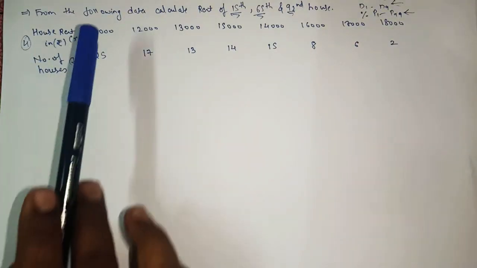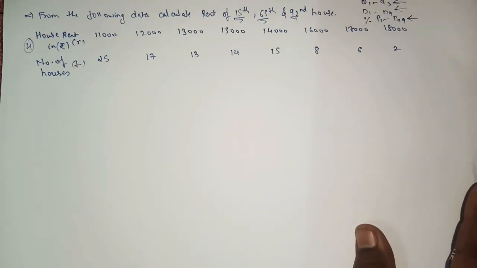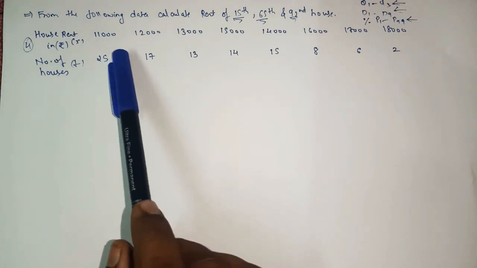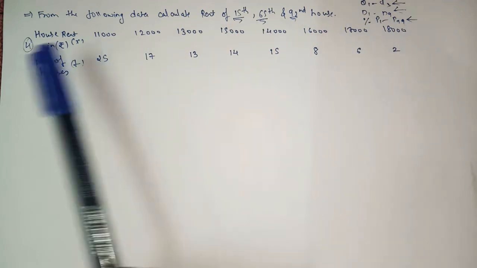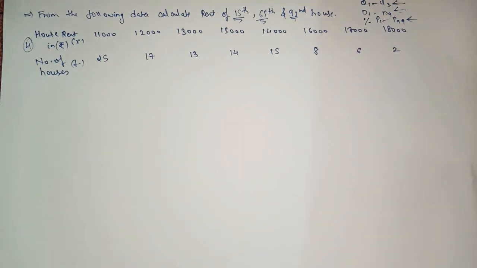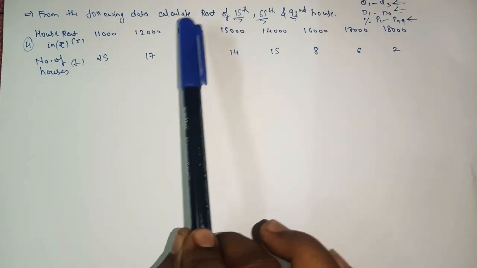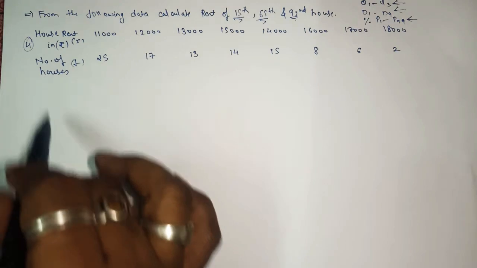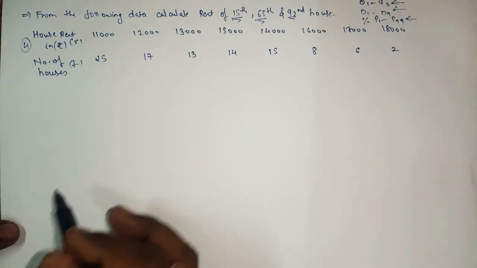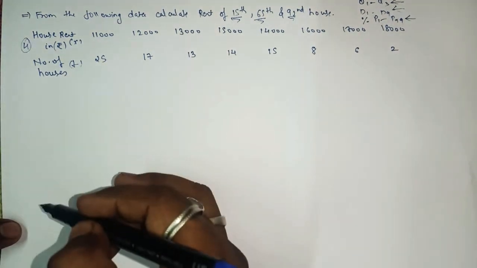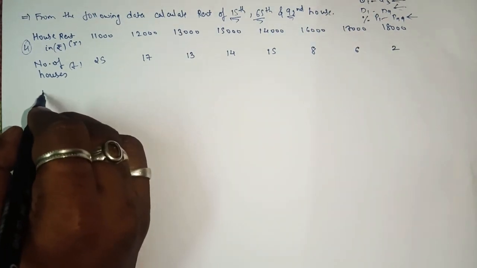Here the data is not arranged properly, it has to be arranged in ascending order, yes or no? Even for type number 2, this part X has to be arranged in ascending order. If it is not proper, you have to arrange it and write that step. Here we have 11,000, 12,000, 13,000; after 13 it has to be 14. So when you frame the table, write the house rent in ascending order. Okay, so we'll start our sum.